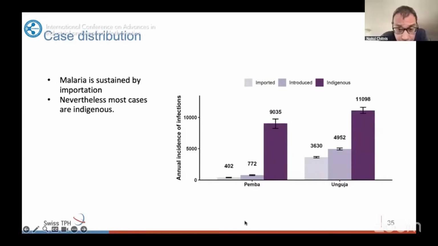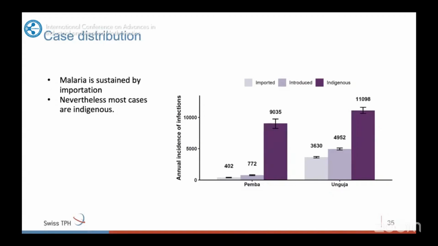We know that even importation is low. Most of the cases are indigenous cases because people are infected with malaria for a very long time.